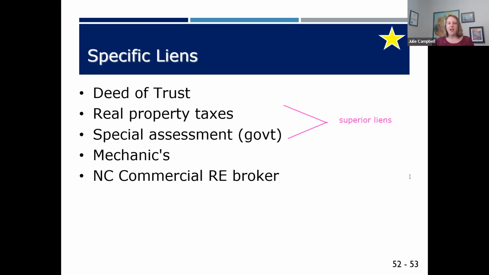So real property taxes are always paid first, special government assessments second, if any. And then most other liens are paid in the order in which they're recorded. So lien priority has to do with the date that they are recorded down at the county courthouse in the county where the property is located. We'll talk more about recording in just a second.